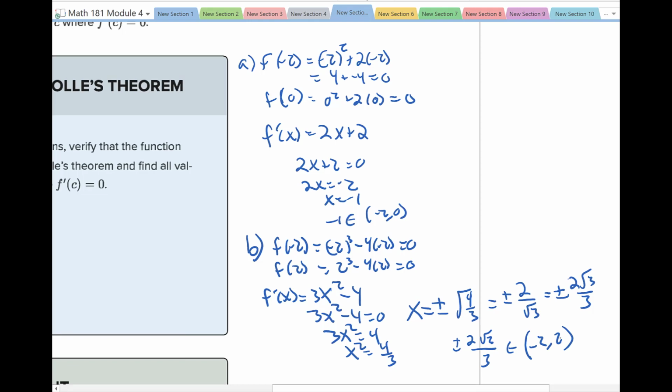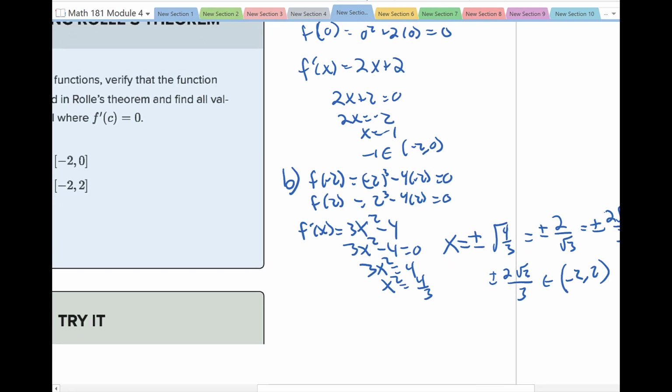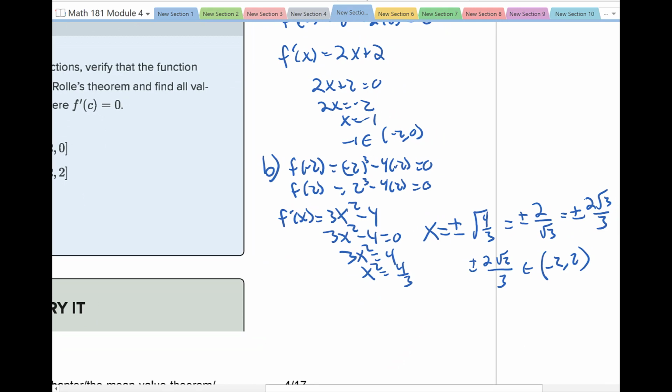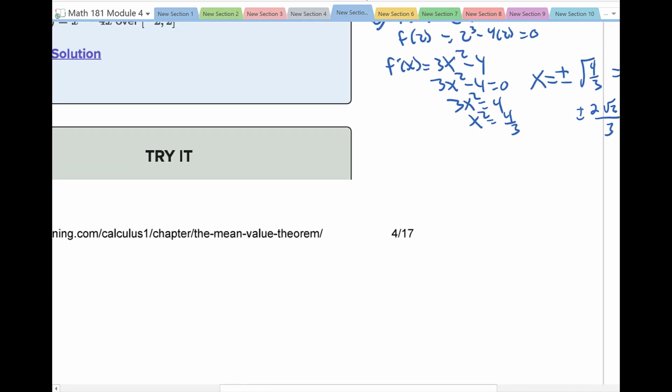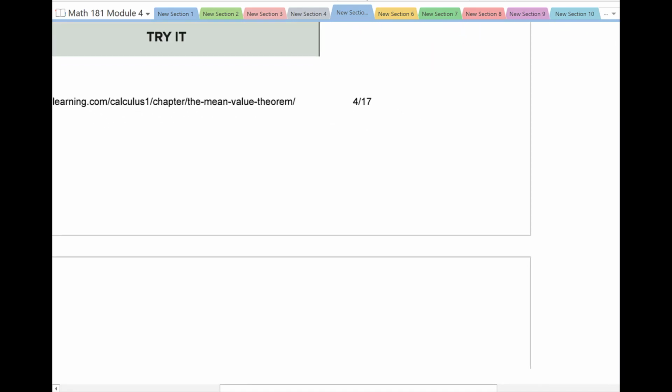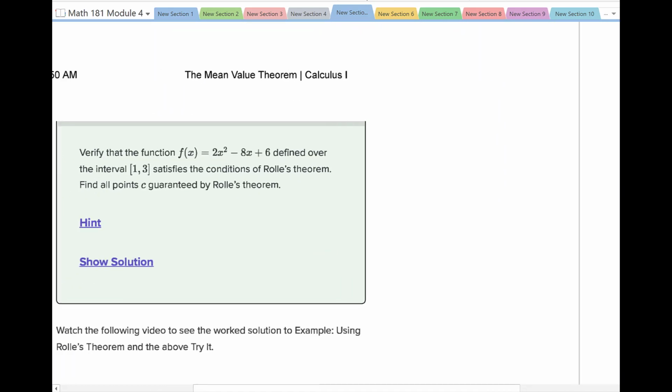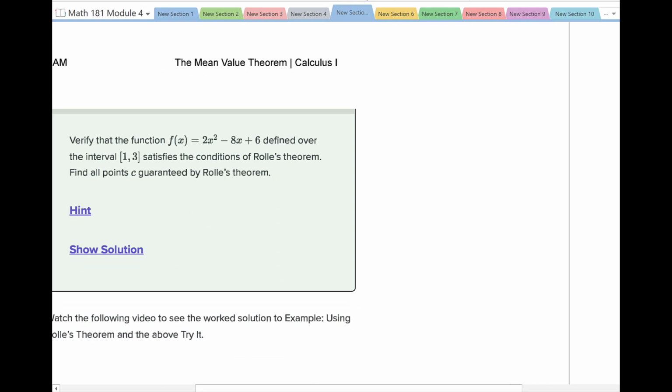Okay. I believe that value, isn't that like 0.866? I think it is. Okay, let's try another one of these. Verify that the function defined over the interval [1, 3] satisfies the conditions of Rolle's theorem.